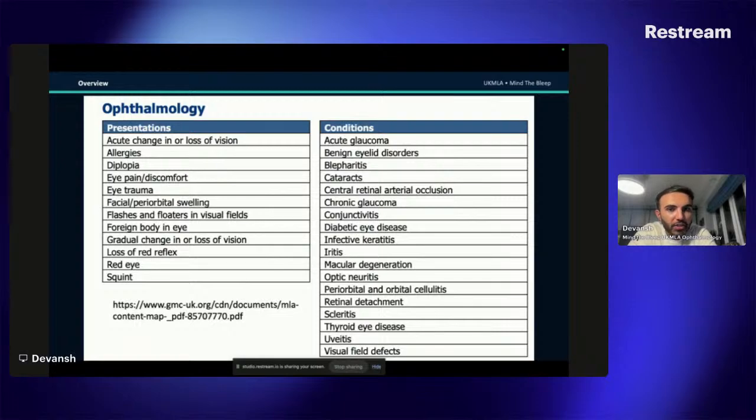So looking at the conditions down the right-hand side, you can see a lot of them are retinal based. So that's what we're going to be covering today. And there will be subsequent sessions over the coming weeks and months that will cover the other conditions listed here as well.